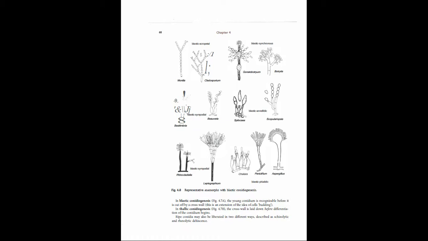In blastic conidiogenesis, Fig 4.7a, the young conidium is recognizable before it is cut off by a cross wall. This is an extension of the idea of cells budding. In thallic conidiogenesis, Fig 4.7b, the cross wall is laid down before differentiation of the conidium begins. Ripe conidia may also be liberated in 2 different ways, described as schizolytic and rhexolytic dehiscence.